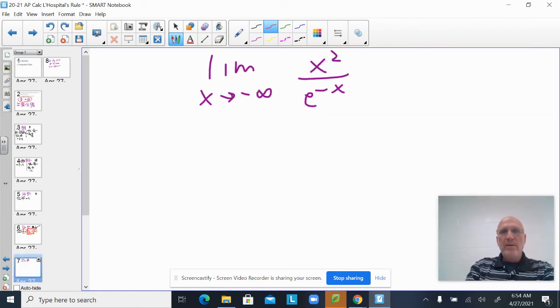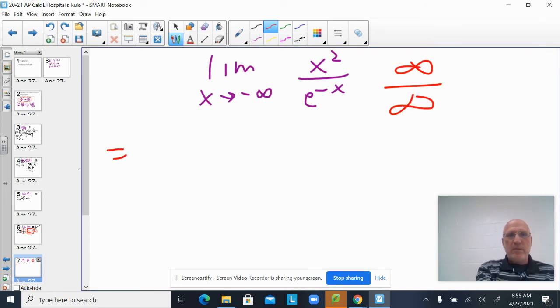Okay, last one. It says the limit as x approaches negative infinity of x squared over e to the negative x. Well, if I attempt direct substitution, my numerator is getting bigger and bigger. Negative infinity squared is a bigger and bigger positive number. And e to the negative x, well, as x becomes more and more negative, negative x is becoming more and more positive. So I get e to an increasingly big number, also infinity. So direct substitution here does lead to infinity over infinity.